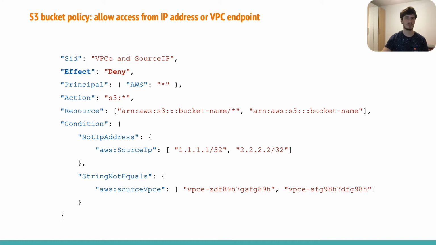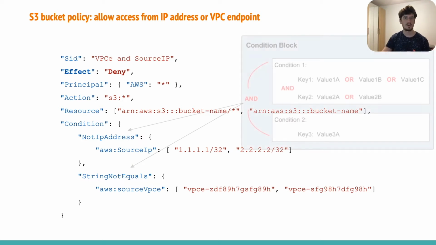Policies look similar to this one, and this is an example that allows access from IP addresses or a VPC endpoint. One thing to note about this one is the effect is deny, and that is intentional, because you can allow access through IAM roles, or you can allow access through S3 bucket policies. And in this case, we wanted to make sure that the network path towards the S3 bucket is controlled.